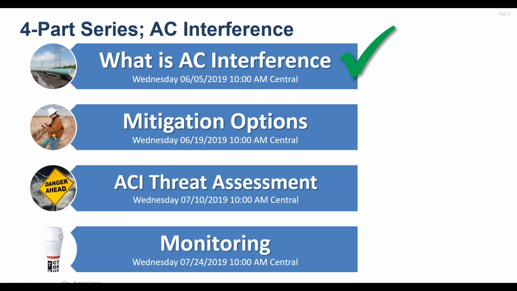And that's really what we're going to be talking about today. Now that you understand that you have an AC interference problem, and you know what you're looking for out in the field, what can you do to tame this monster? We're going to talk about mitigation options. How do you get this thing under control?